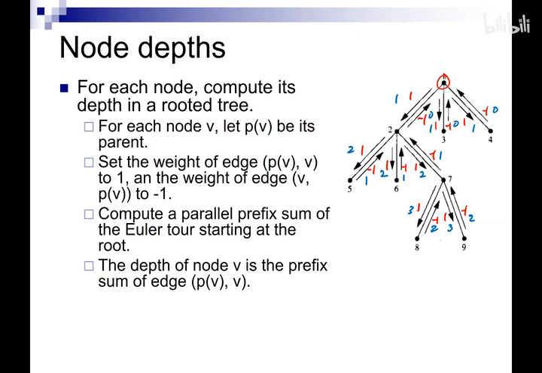And now you can see that the depth of a node is simply the prefix sum value on the edge from the parent to the child. So for example, the depth of node 5 is simply the value from the parent of 5, which is 2, going to 5. And that value is 2 over here, right? Likewise for node, let's say 8 over here. Its depth is equal to the prefix sum value going from 7 to 8.